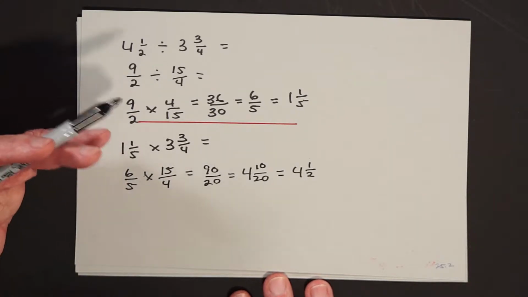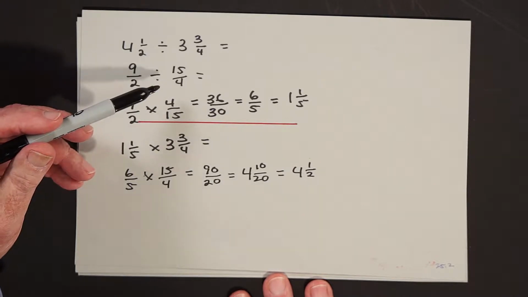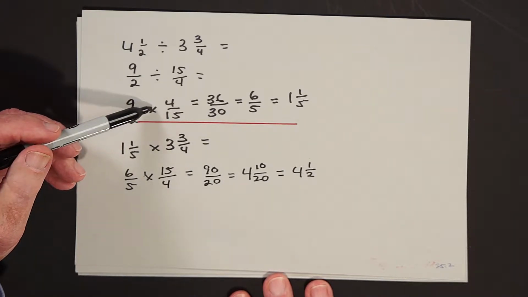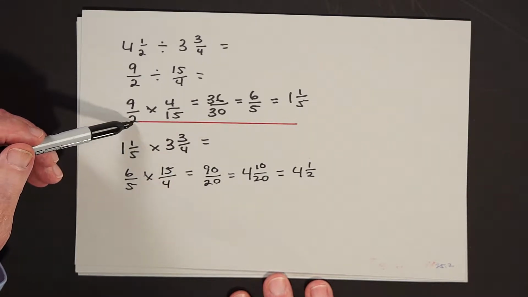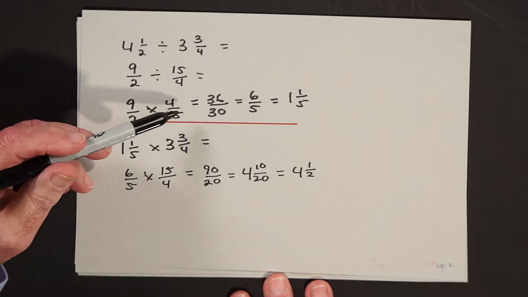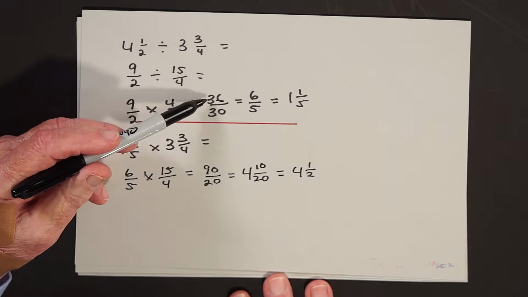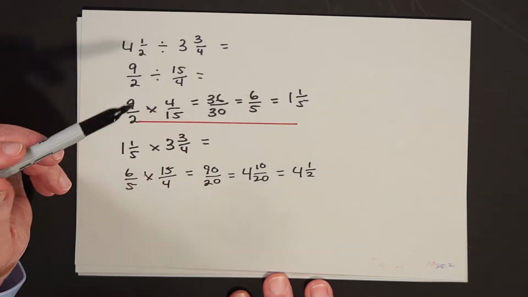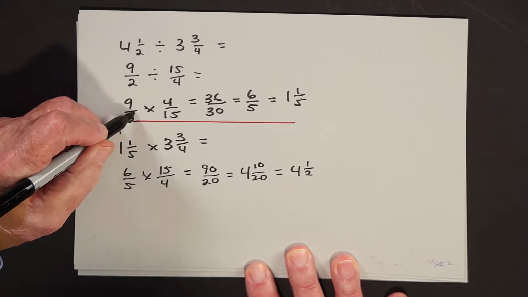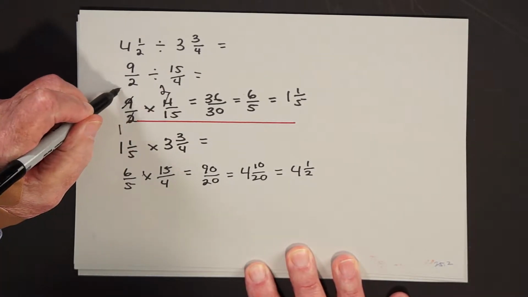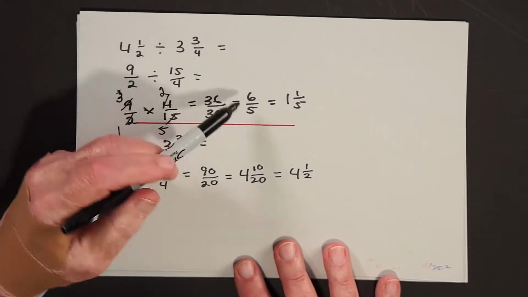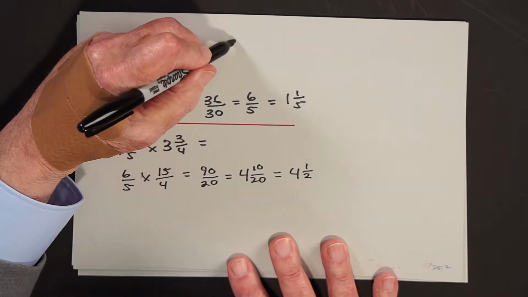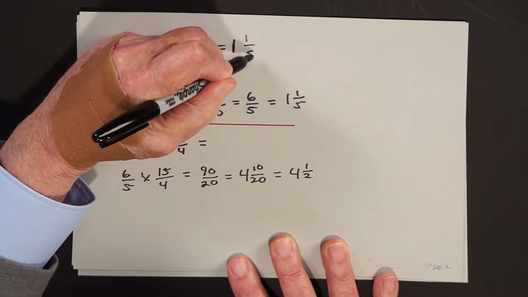Now we know, whether we understood it or not, that to divide we invert and multiply. In other words, you change the division sign to a times sign, and you invert the number after the division sign. It becomes 9 halves times 4/15. We know how to multiply. We multiply across. We get 36 over 30. That reduces to 6/5, which we also could have got by doing something like this. Either way, 6/5, that's the right answer, but it's the wrong language. 6/5 in the language of mixed numbers is 1 1/5. Boom, we have the problem solved.